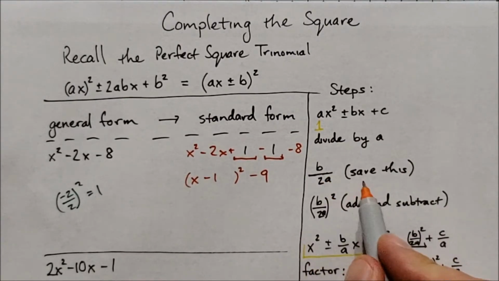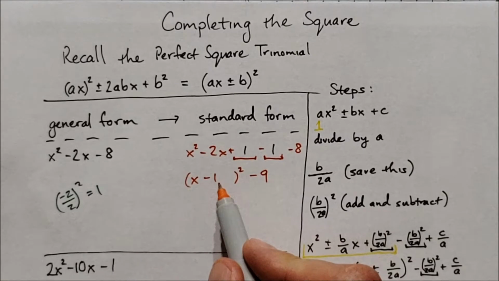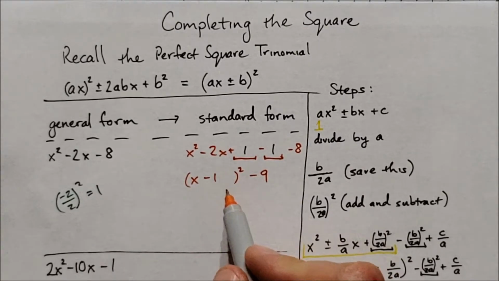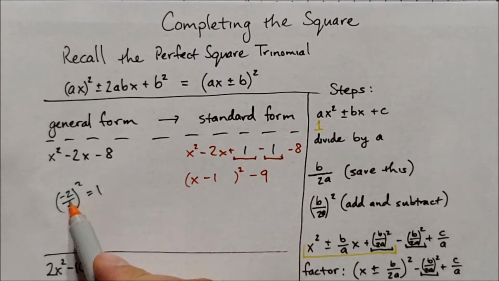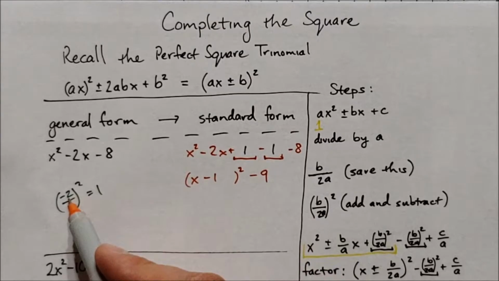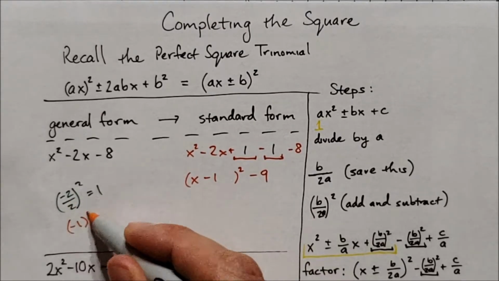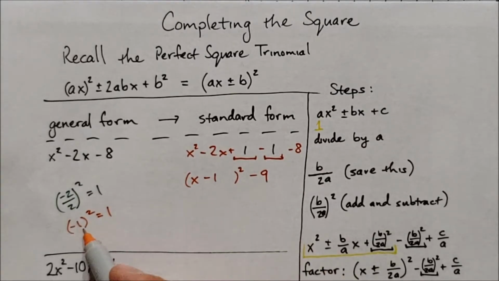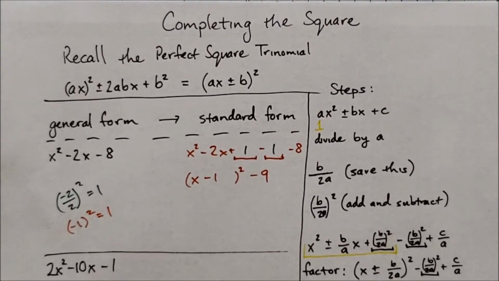The b over 2a, we're saving this to put in as the second term of the binomial that we are squaring. So b over 2a is this negative 2 divided by 2, which is negative 1. This is negative 1 squared. And so that negative 1 is what's going to go into the parentheses. Let's look at the second one. 2x squared minus 10x minus 1. Let me move the paper up.